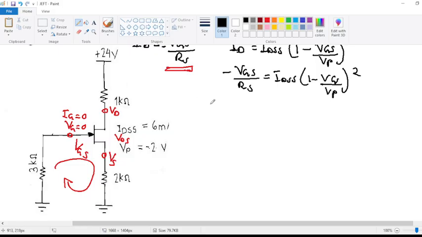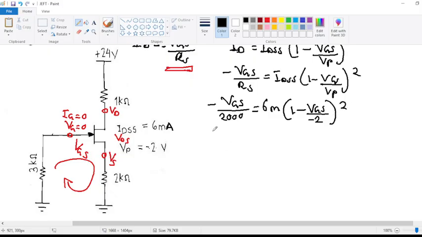Okay, so we start substituting. So to be negative VGS over our RS here, we've been given that it is 2K, which is 2000, equals to our IDSS here, we've been given that it is 6 milliamps. This one has to be amps. So we just write a 6 milli here, open bracket, 1 minus our VGS is the one that we have to calculate over. What is our VP? We've been given that it is negative 2. So we have negative 2 there. We close squared.